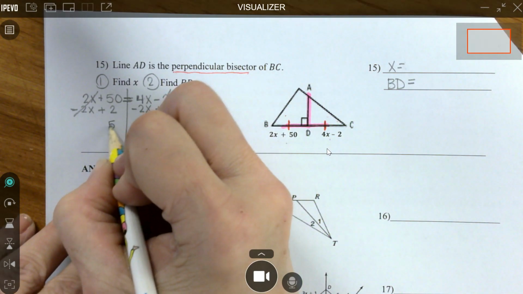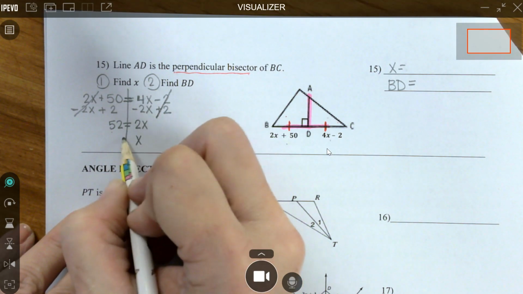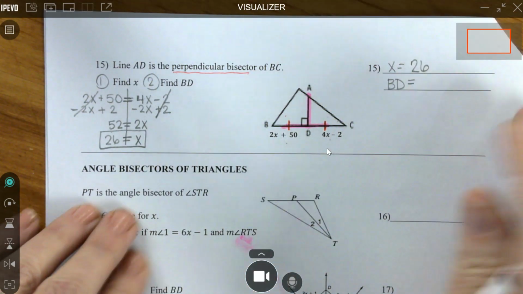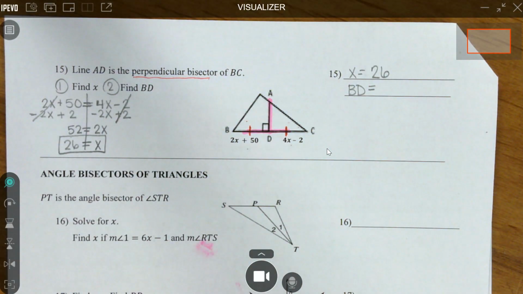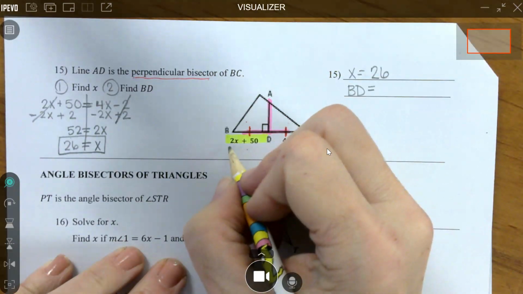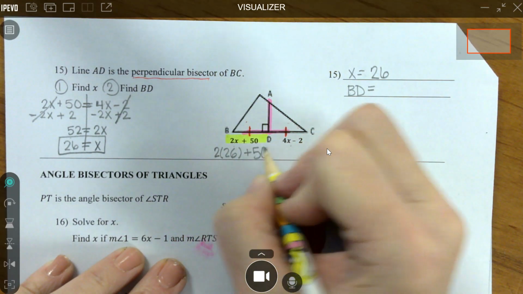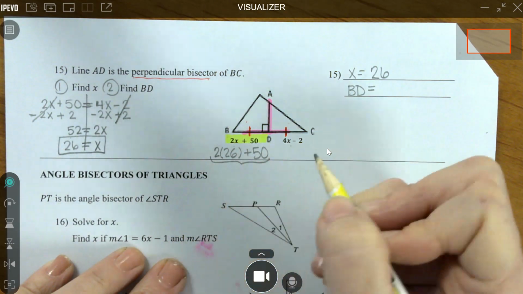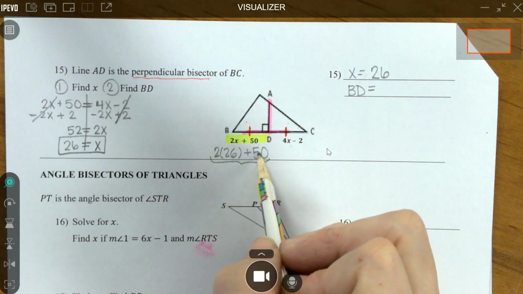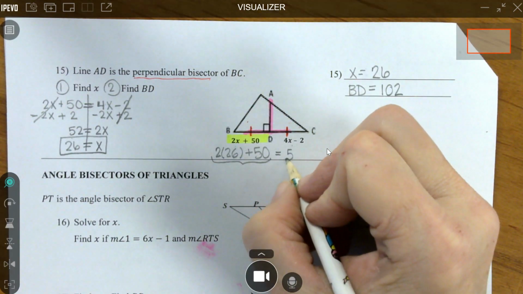50 plus 2 is 52. And then here I'll be dividing. So 52 divided by 2, x equals 26. All right, job 1 is done. Then my job is to find BD. So it's just this piece right here. Okay, so I just need to plug that in. 2 times 26 plus 50. You can then type all of this in your calculator. Or you can remember that 2 times 26 is 52. 52 plus 50, okay, that would be 102. All right, so 52 plus 50.